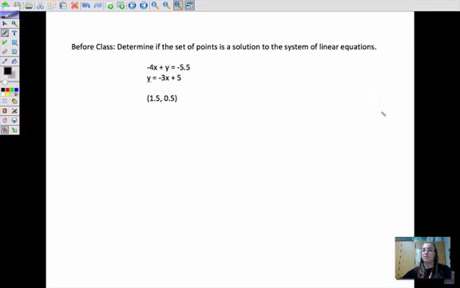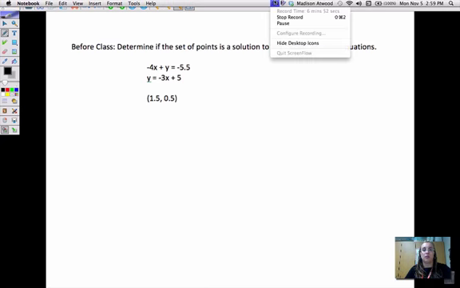So before class, determine if that point, 1.5 and 0.5, is a solution to that system of linear equations. Bring that to class with you when you come. Fill out the form if you have questions.